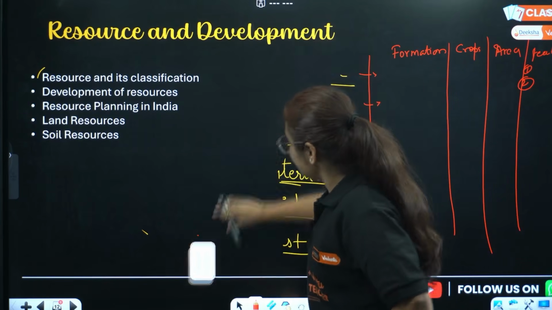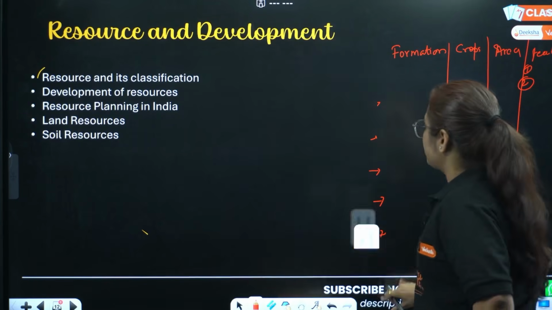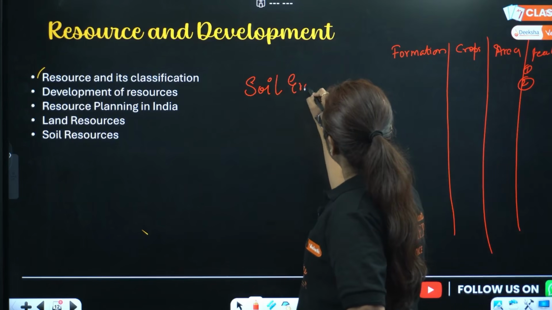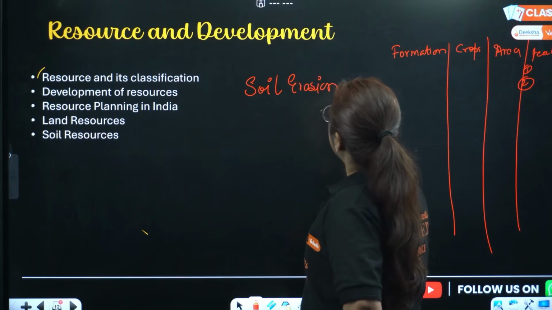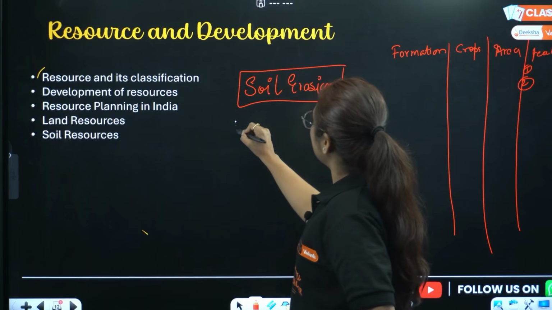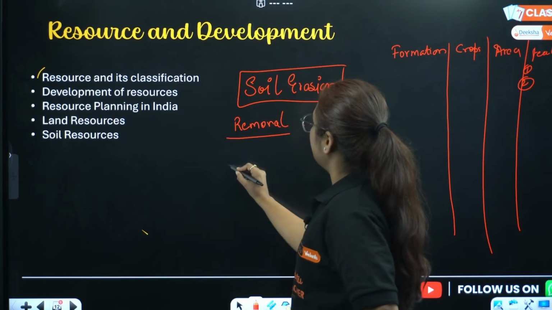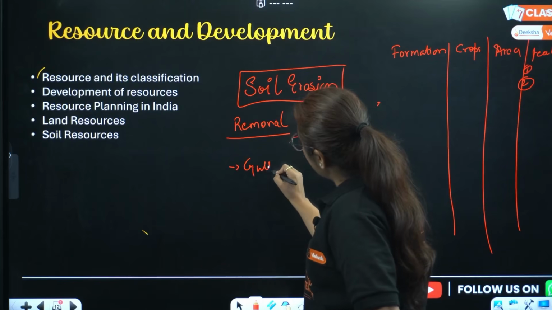Now resource, and it was soil. Soil also comes with a topic, that is soil erosion. What is soil erosion, my dear students? The removal of the top layer of soil is known as soil erosion. Here 3 examples or types are given.